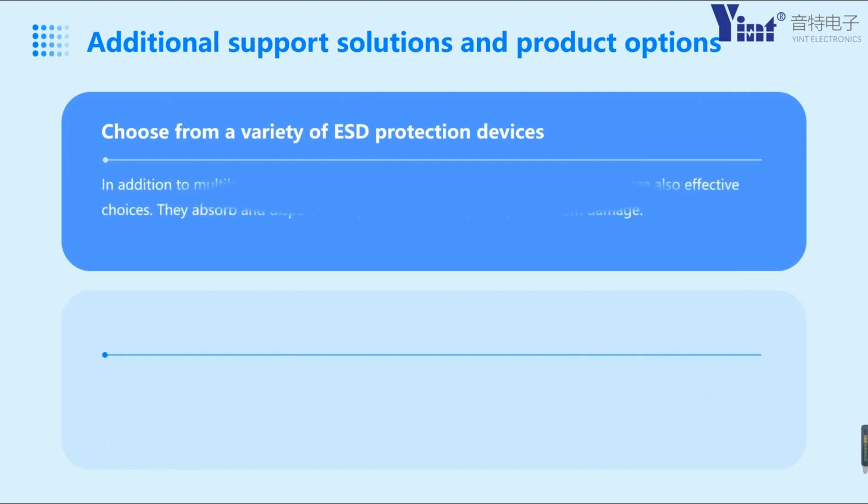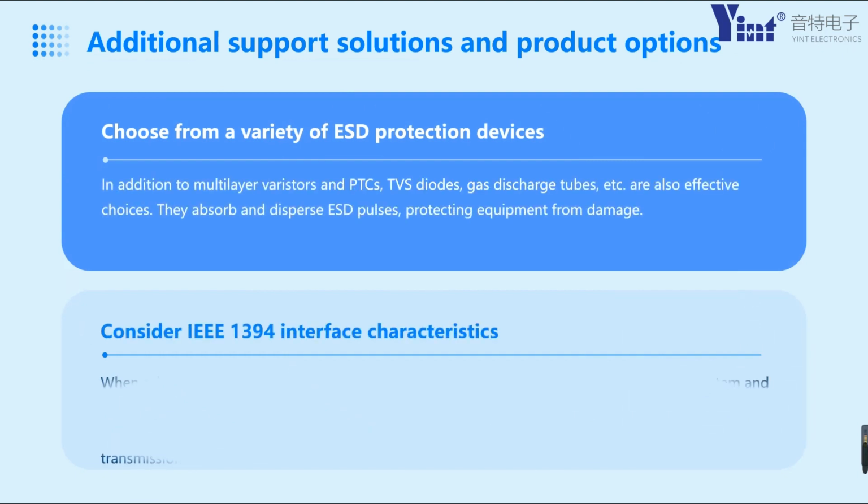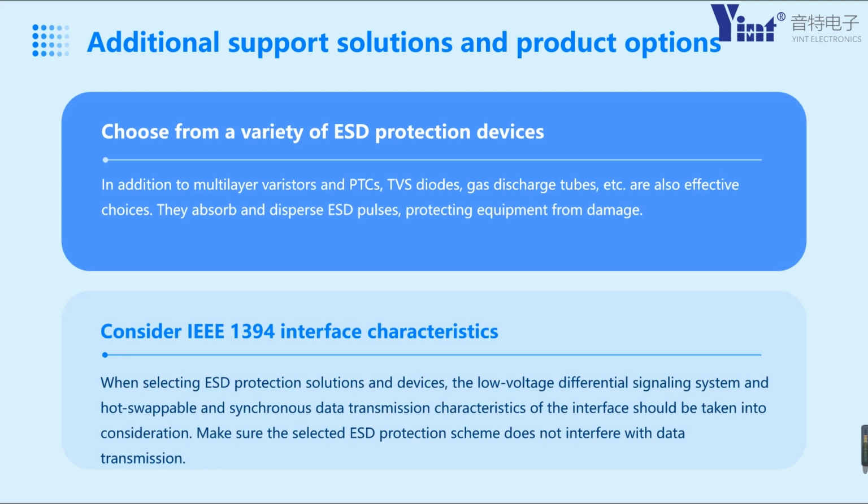Choose from a variety of ESD protection devices. In addition to multilayer varistors and PTCs, TVS diodes, gas discharge tubes, etc. are also effective choices. They absorb and disperse ESD pulses, protecting equipment from damage.